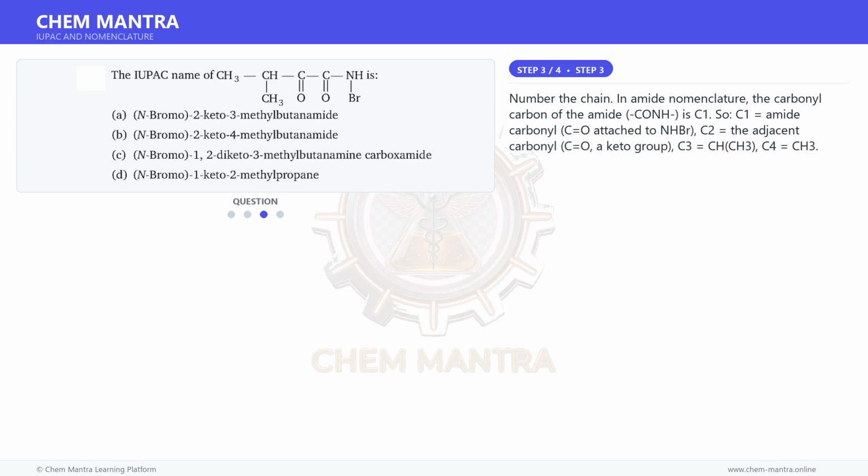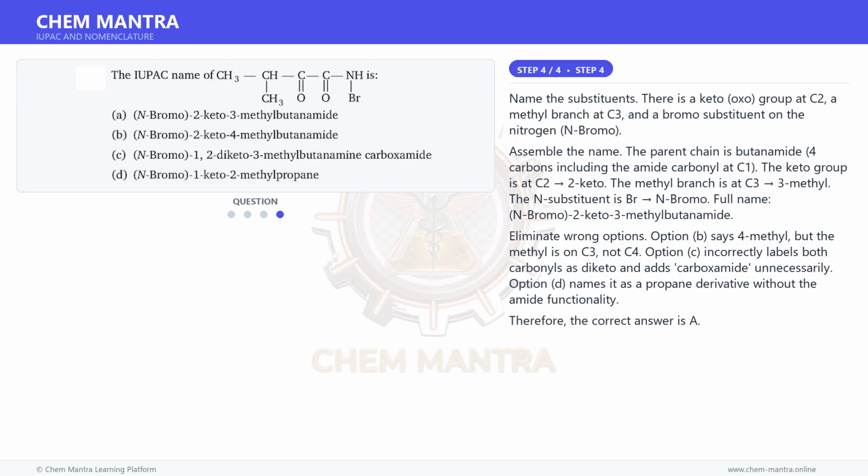Number the chain. In amide nomenclature, the carbonyl carbon of the amide is C1. So C1 is the amide carbonyl, C=O attached to NHBr, C2 is the adjacent carbonyl, C=O, a keto group, C3 is CH(CH3), C4 is CH3. And for the final step, name the substituents.